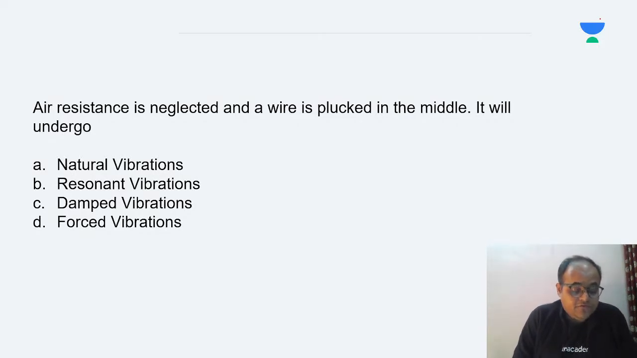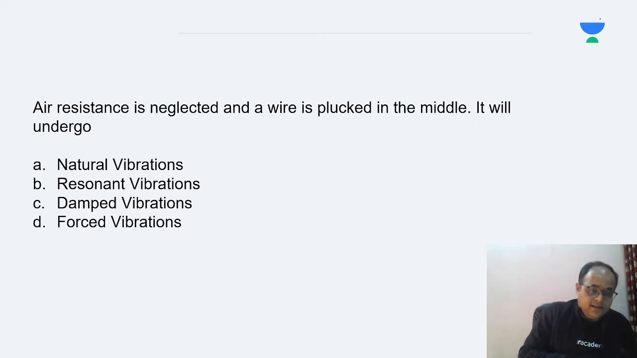I can see few of you in the session. Let's see who gets it right. Just see the question very carefully. Before replying, just go through the question and then reply. The question says that air resistance is neglected and a wire is plugged in the middle. It will undergo: natural vibrations, resonant vibrations, damped vibrations, or forced vibrations.